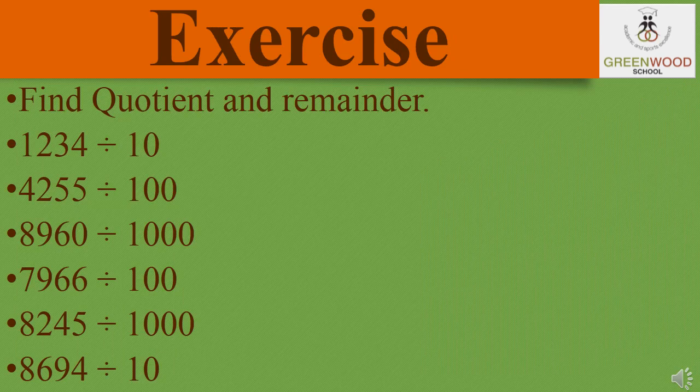Now solve the next exercise. Find quotient and remainder. See the first one. 1234 is divided by 10. Now what was the rule? If any number gets divided by 10, the digit at ones place becomes the remainder while the remaining digits form the quotient. So you will get 4 as the remainder while 123 is the quotient. Similarly, solve the other examples.